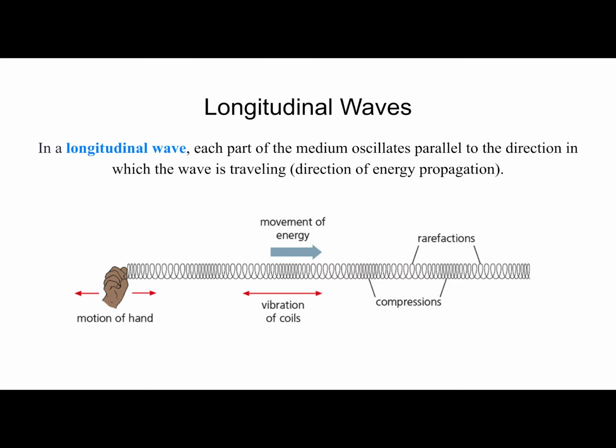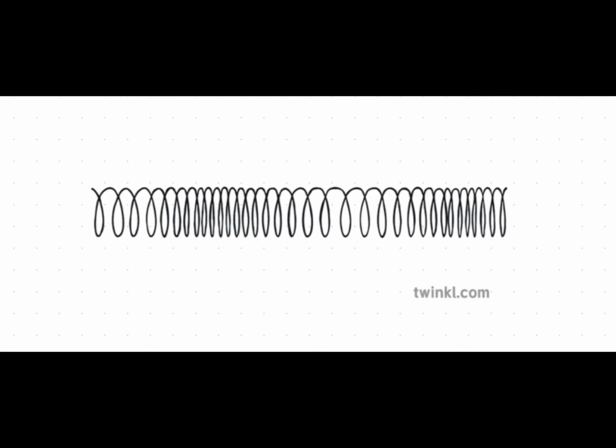When thinking about a longitudinal wave, you can think of a slinky. If you were to push a slinky back and forth, you'd be creating a longitudinal wave. We said that each part of the medium oscillates parallel to the direction in which the wave is traveling. As we can see, this is an example of a spring, or we can relate it to a slinky, in which the movement is towards the right, and it is also propagating energy to the right, so the movement of the oscillations is parallel to the direction it's traveling energy in.